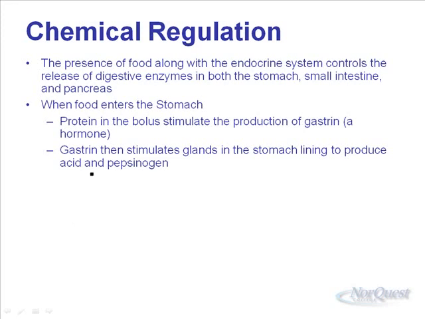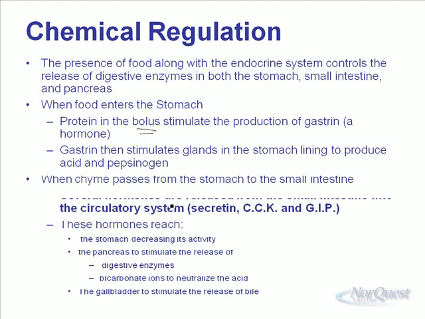So for example, the presence of a bolus, as soon as we get a bolus of food even traveling down our esophagus, this stimulates the production of gastrin, which is a hormone. And gastrin then stimulates glands in the stomach lining to produce acid and pepsinogen. So gastrin's produced first, it's produced by our stomach, and then it triggers the other cells in our stomach to produce substances like the acid and pepsinogen.